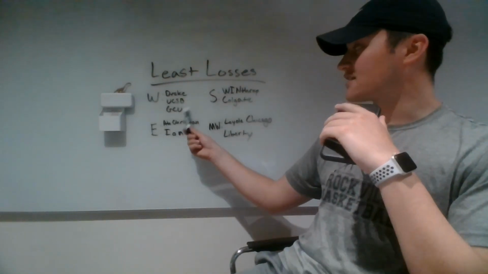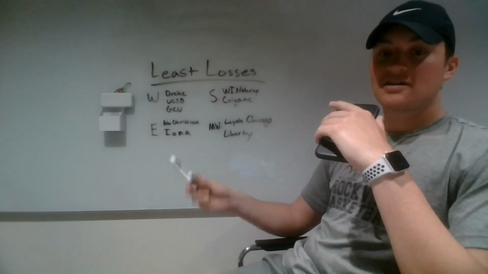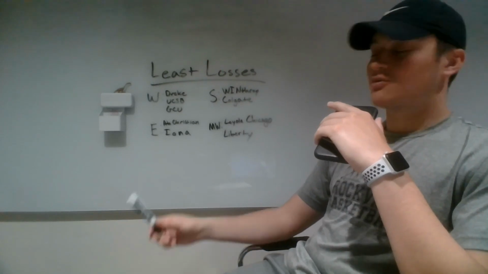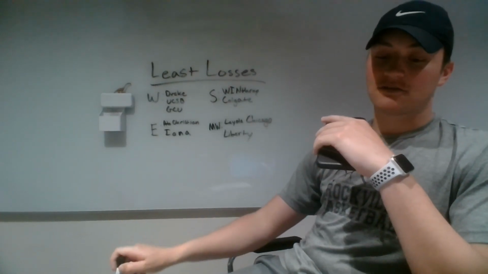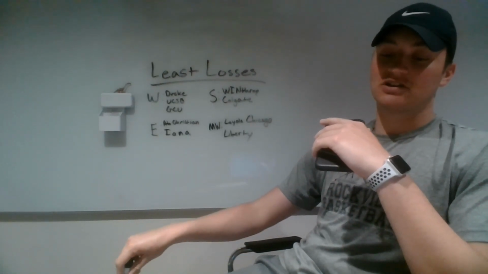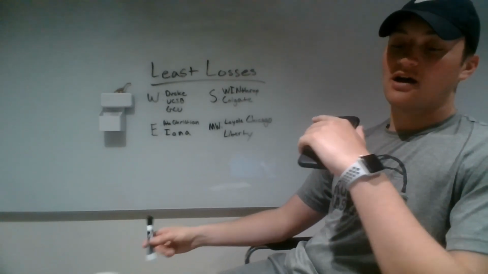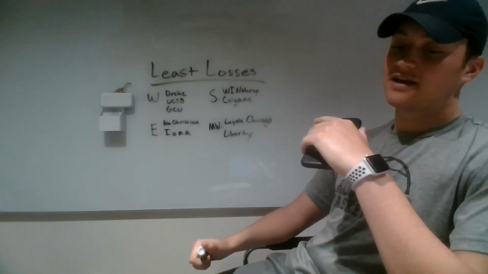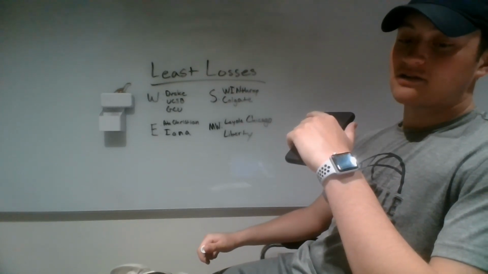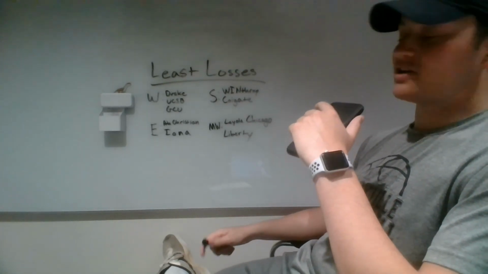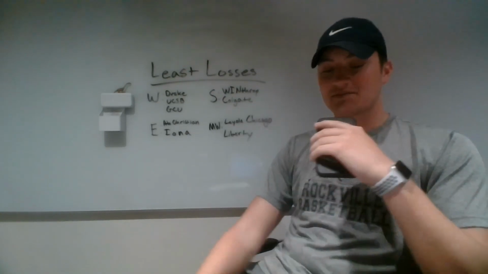The first set of standouts in the West region is Drake, who we saw in the last one as well, UC Santa Barbara again, and then Grand Canyon University. Grand Canyon goes on to beat Iowa in the first round and then loses to Oregon in the second. Drake gets all the way through to the Elite Eight again, and UC Santa Barbara gets through the Sweet 16, beating Creighton and UVA once again in this matchup.